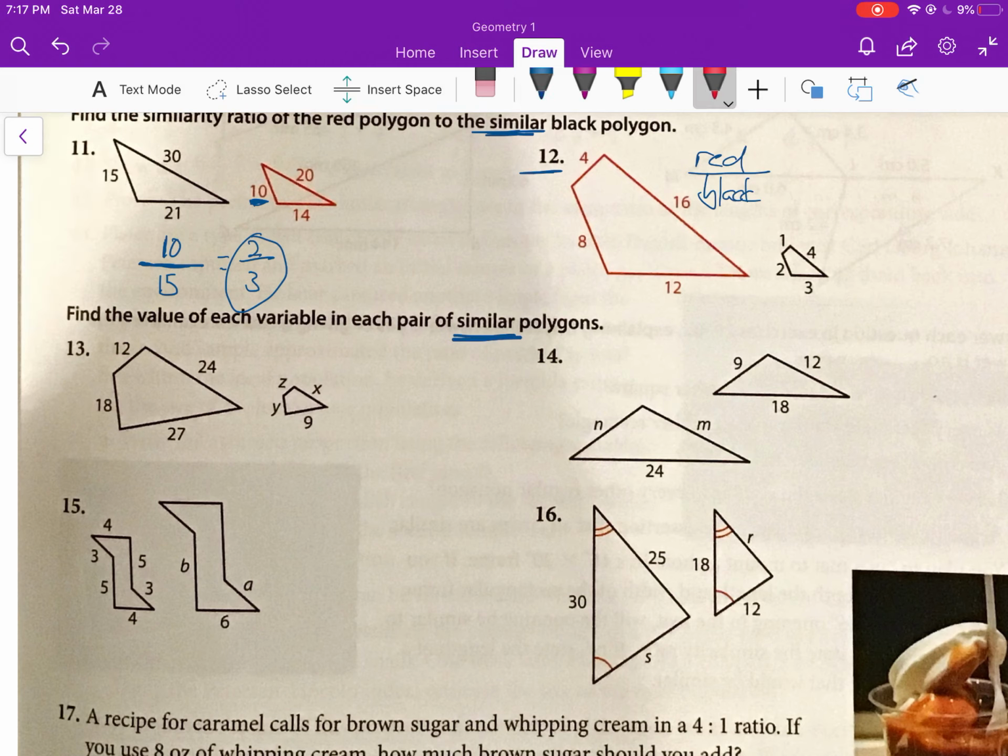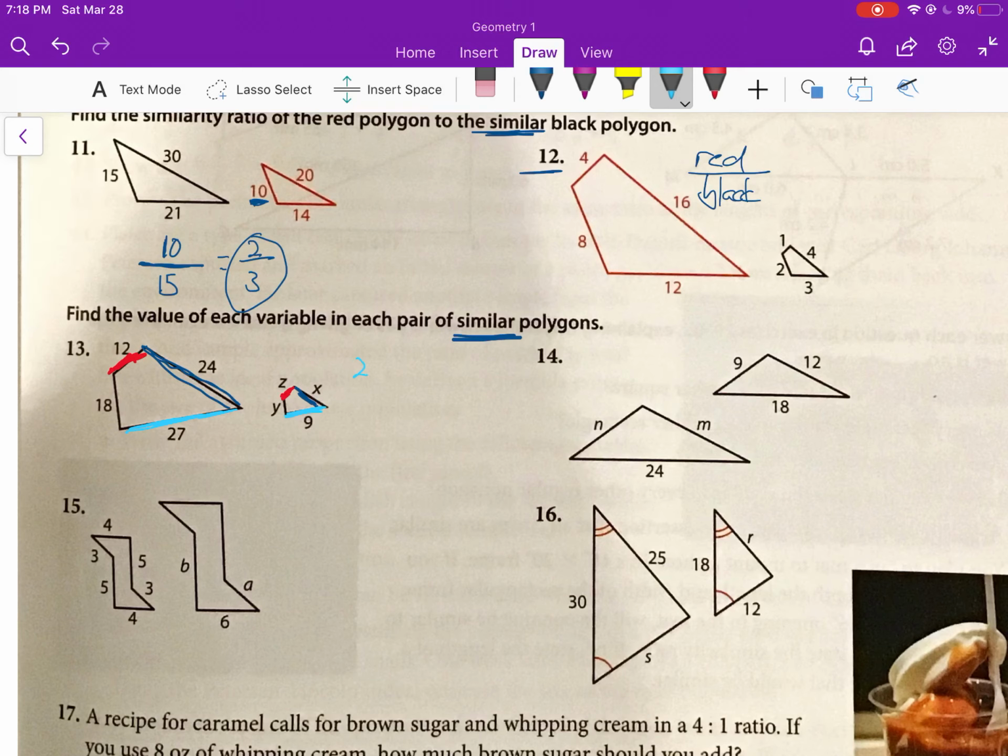So once again, they're similar, so their corresponding sides are proportional. We haven't dealt much with the angles. Angles are congruent, but corresponding sides are proportional. When you do questions like this, you want to find corresponding sides where you know both of them. So here's 12. 12 goes along with z. We don't know z. It's just a variable. Here's 24. 24 is paired with x. We don't know x, so we don't know both of them. Here is 27. 27 is paired with 9. We do know that one. So that's the one we want to start with.